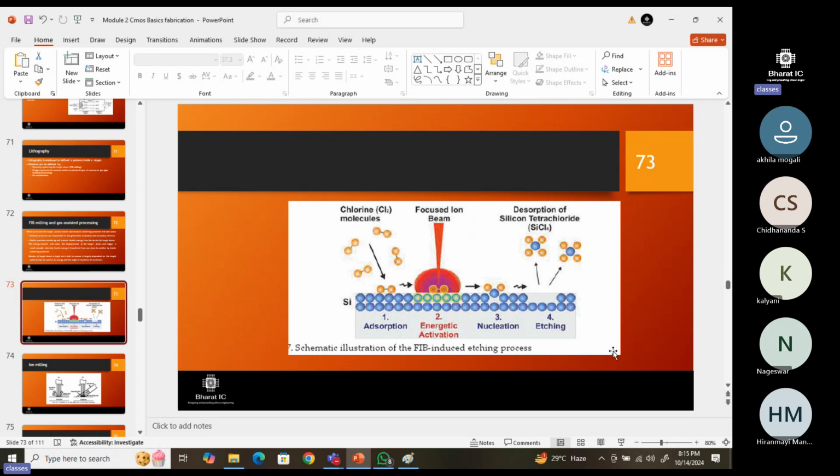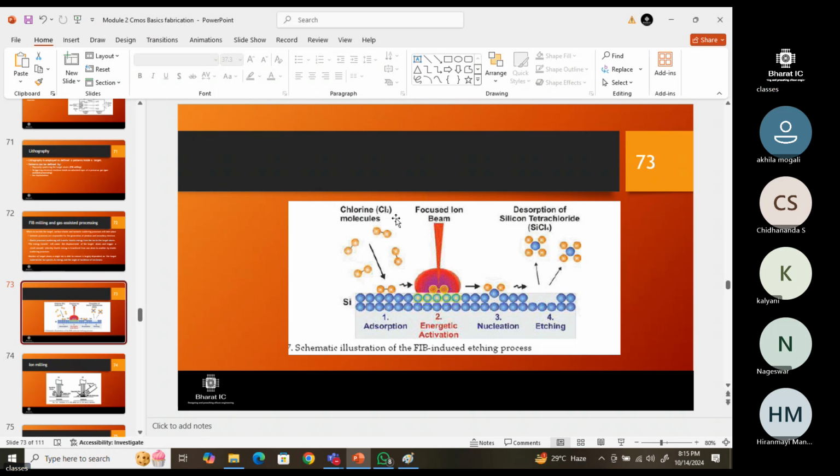So on the wafer, when this kind of ion beam falls, see, this is the Si. It is doped on the wafer below. Silicon dioxide is there, Si coating is there. In that, when the lithography beam is falling, it is displacing the atoms. The atoms are getting separated, and the ion beam, the gas atoms, are coming and touching this, and the chlorine molecules are also there, and it is discharging silicon tetrachloride. See, chlorine molecules with silicon, in the presence of the focused ion beam, generate silicon tetrachloride, SiCl4.